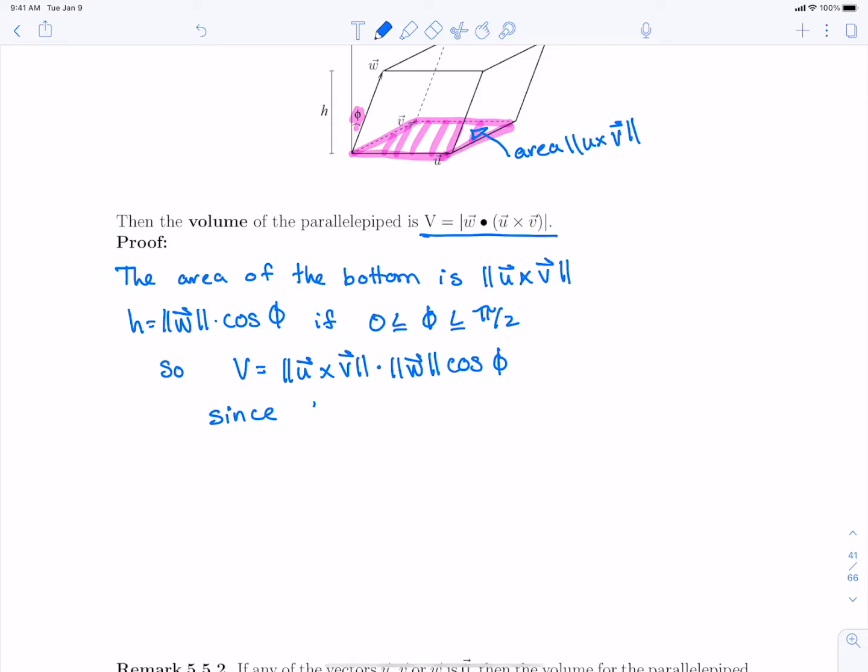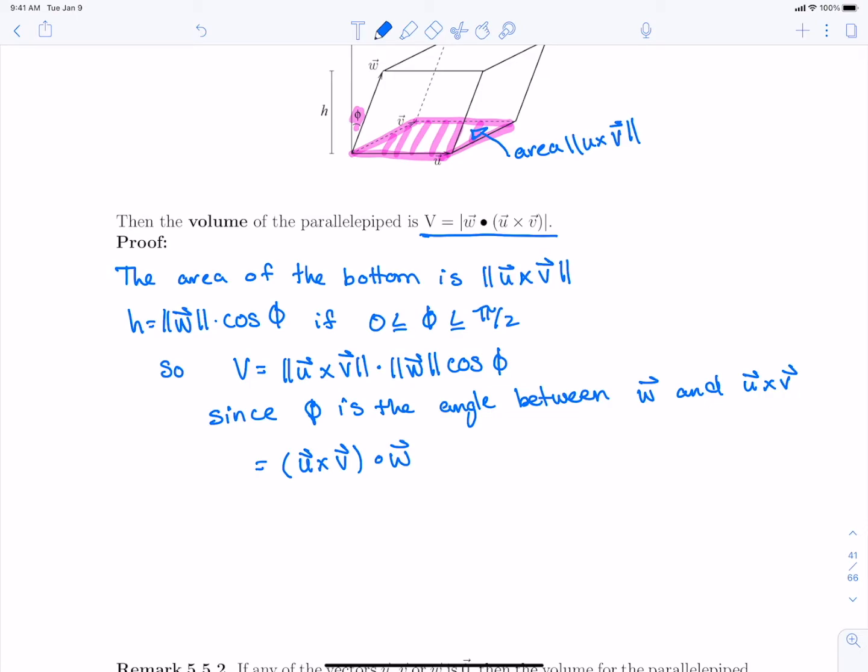So since phi is the angle between W and the cross product U cross V, then I could actually state here that this is equivalent to saying U cross V dot W.